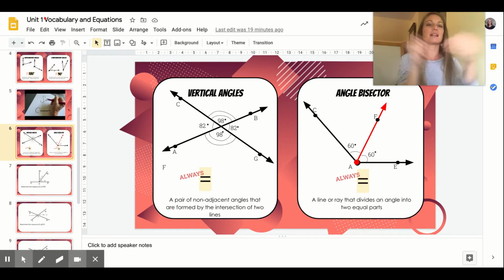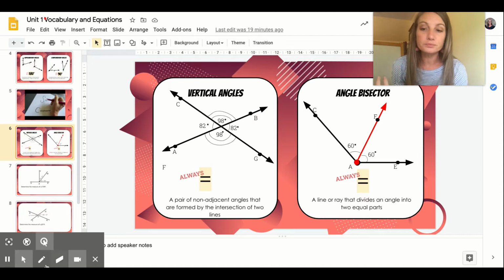So I want you to think about that logically, right? So like if I have my arms like this and I'm moving my arms in and out, do you see how the angles that are across from each other are getting bigger at the same time and smaller at the same time? And my ones on the left and the right are doing the exact same thing. They're always going to be congruent.